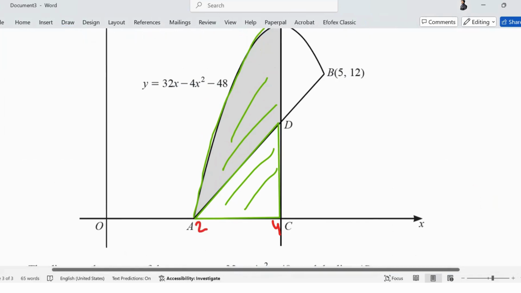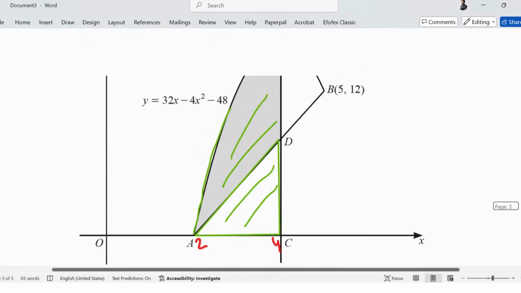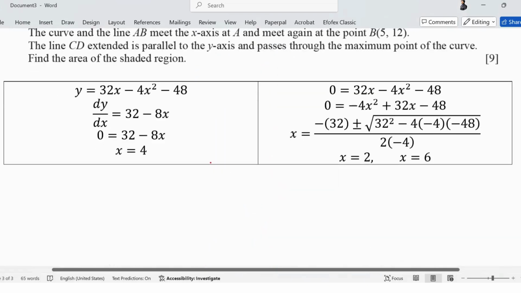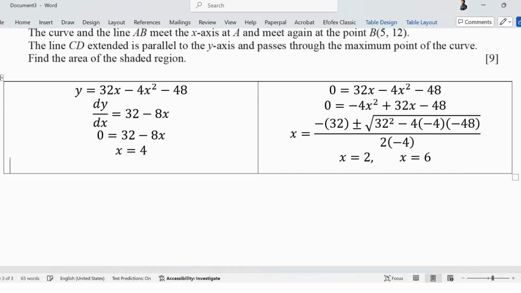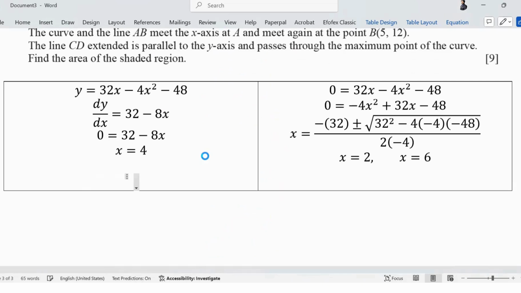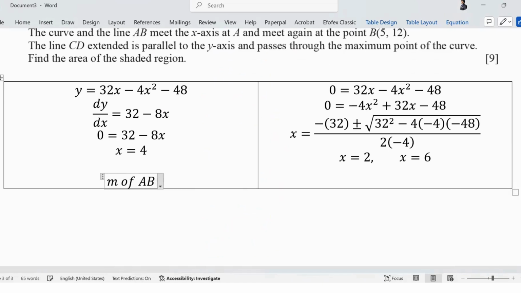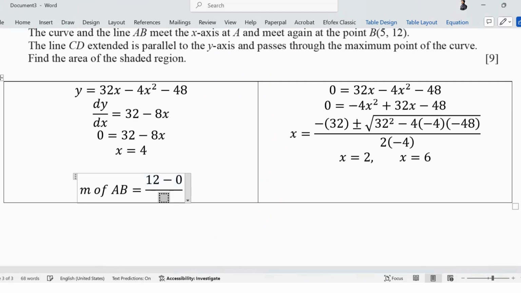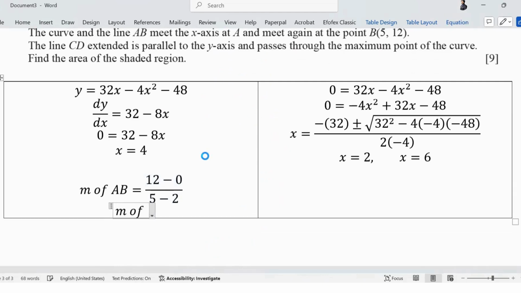Now we can easily find the area below the curve, between the curve and the x-axis, by integrating. But we know that in order to find the area of this triangle, we'll need the coordinate of D. How will we find the coordinate of D? First the gradient of AB. How do I find the gradient of AB? (y2 - y1)/(x2 - x1) = (12 - 0)/(5 - 2). So what is the gradient of AB?